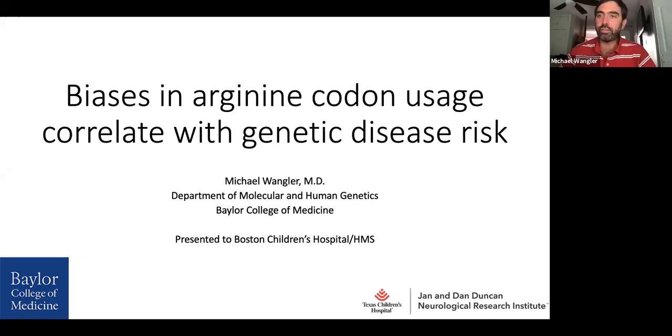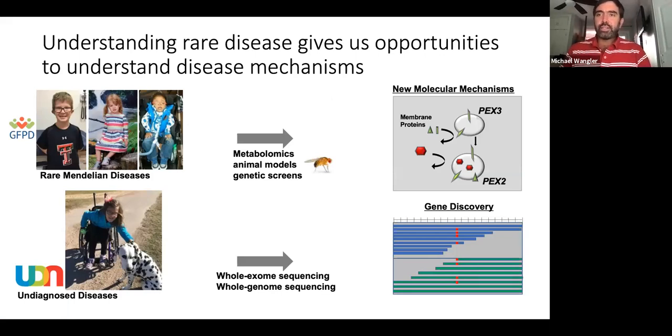But I'll do my best, and we're going to talk about our paper, Biases in arginine codon usage and the correlation with genetic disease risk. I was also going to give some background on how our group got interested in this area. And at the end, I'll talk about some of our thoughts of where we want to go. So as Catherine mentioned in the nice introduction, we see two areas that we look at in our lab.